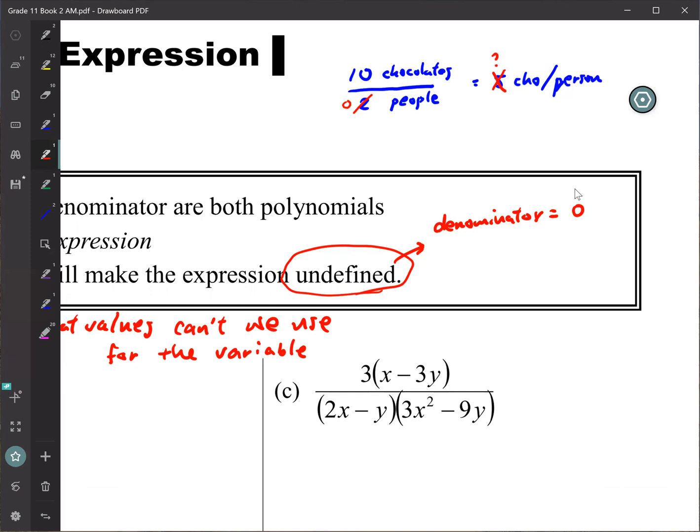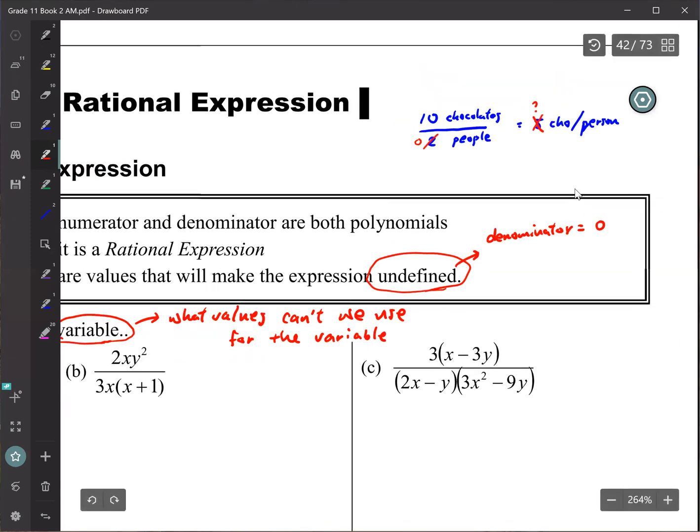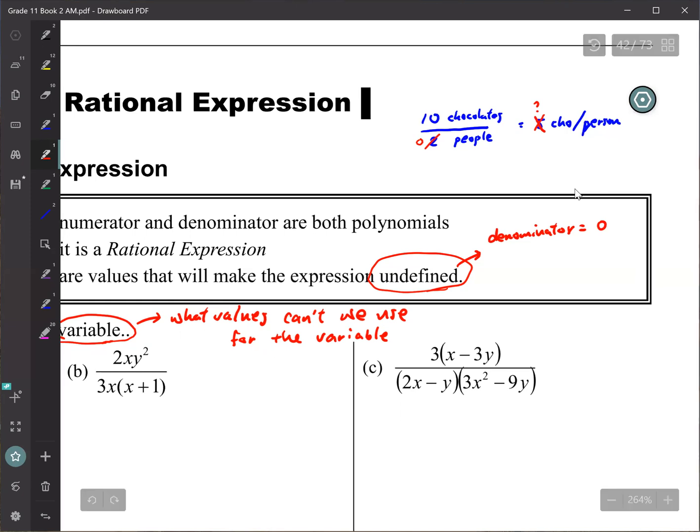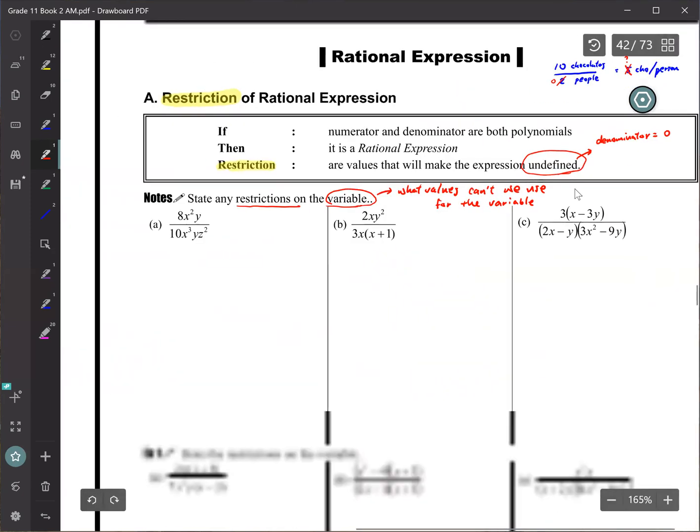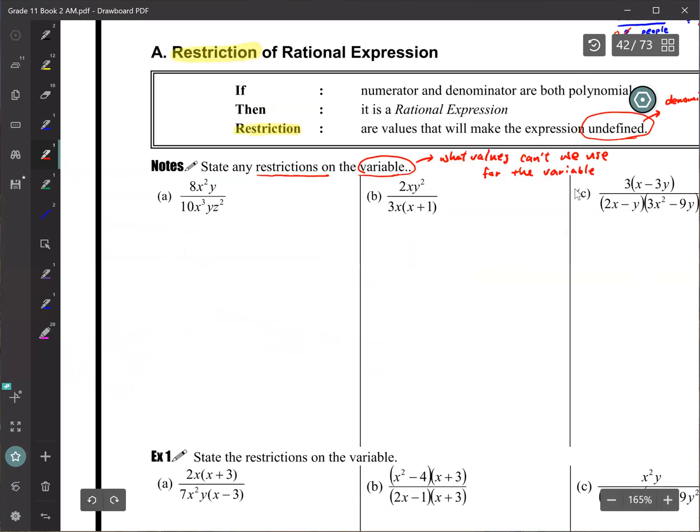So this is one way to understand why you cannot divide by 0, okay? Therefore, making the denominator 0 is how we find the restriction. We're looking for what kind of value, if we sub it into the variable, will make the denominator equal 0. Okay? So now you understand what restriction means. We'll look at the first one.